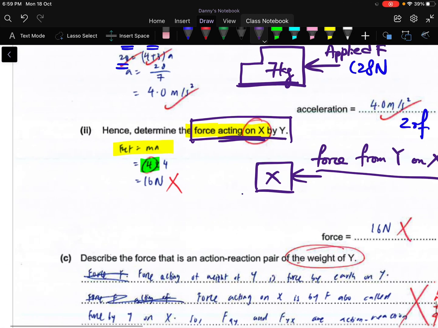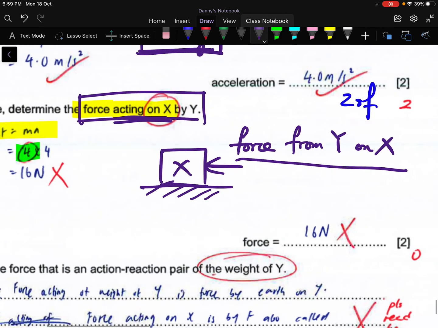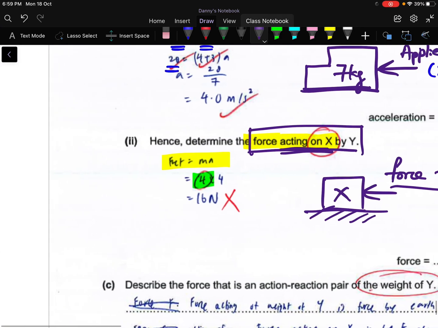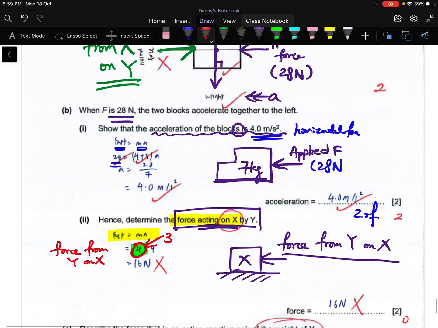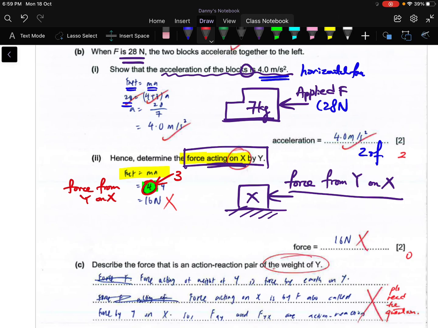So because of that, you also can see that X is also moving on a frictionless surface. So therefore, your F net is just force from Y on X. So down here, you should turn this into force from Y on X is equals to the mass of X, which is 3. And because both X and Y are accelerating at the same rate, so therefore your A will be equals to 4. So therefore, this will be equals to 12. So that's how you solve it. So for B part 2, you don't need to overthink. You just need to apply with confidence.